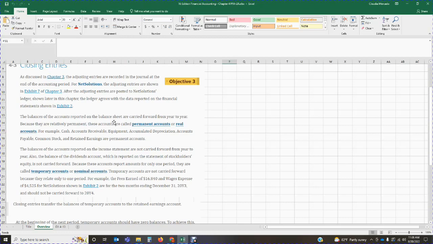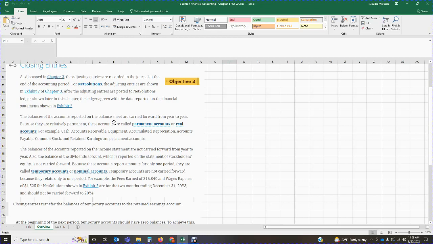Okay. So these accounts are only reported for one period, 1 year, okay? Temporary accounts are not carried forward because they relate only to one period. And when we talk to one period, it means usually 1 year, okay? Whether it be a fiscal year or a calendar year, depending on what calendar your business uses, okay? But these accounts need to be closed every end of year, and then we start fresh the following year. Okay, so we accumulate information for a whole year, and then at the end of the year we have to zero out this account and start fresh the following year.